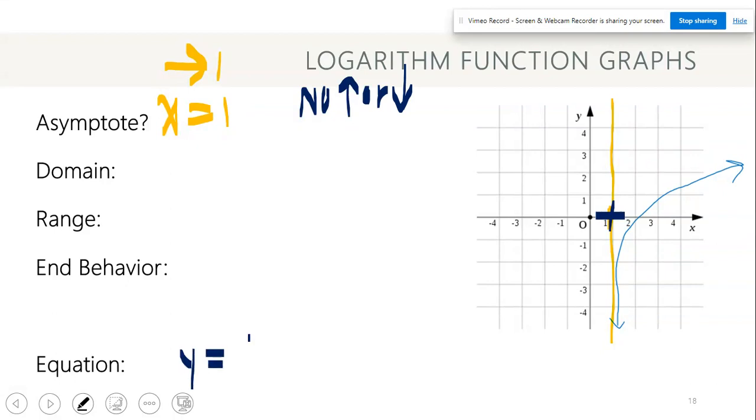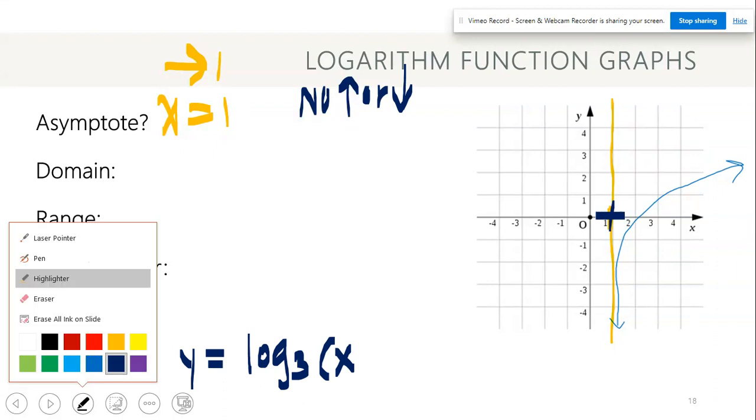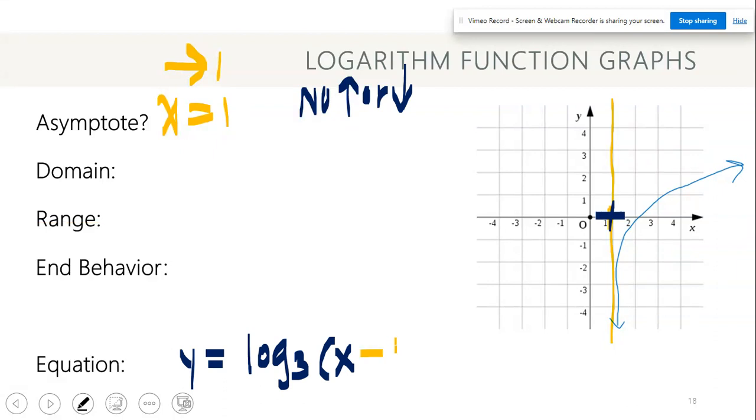So our equation is going to be log base 3 of x. Since we're moving to the right, we're going to say minus 1. And then no vertical shift, nothing up or down. So our equation ends up being y equals log base 3 of x minus 1.